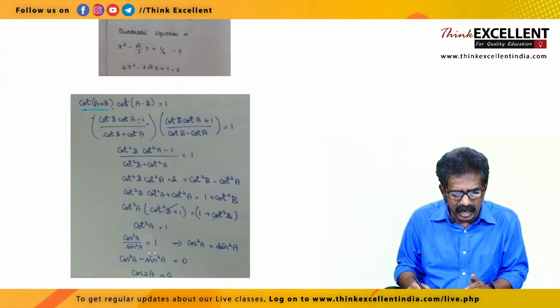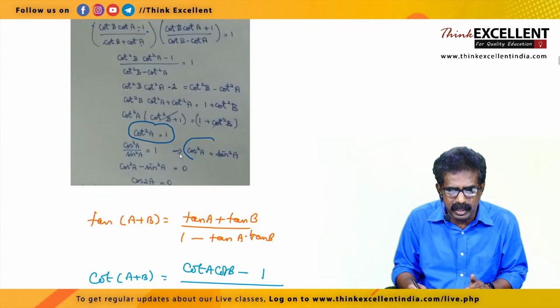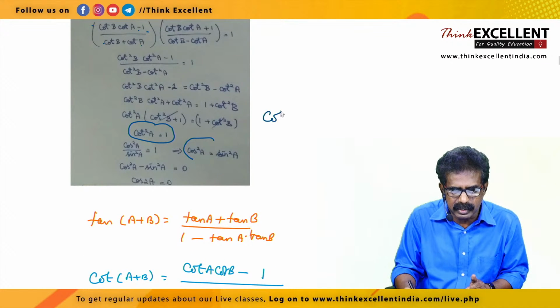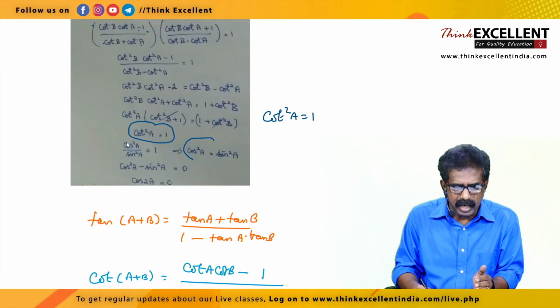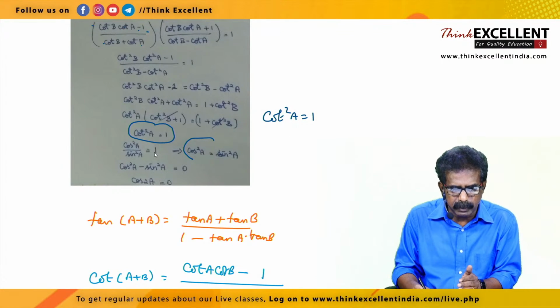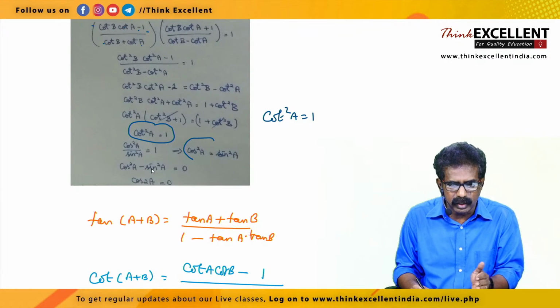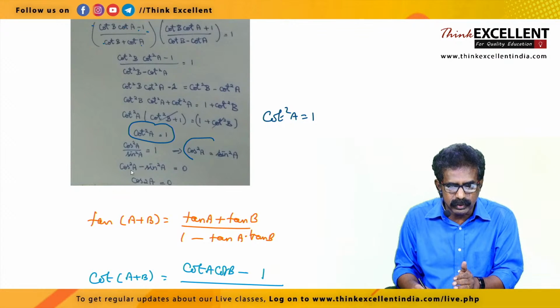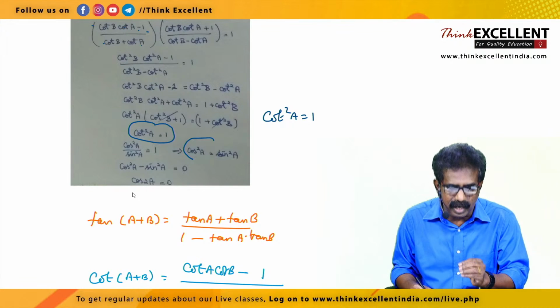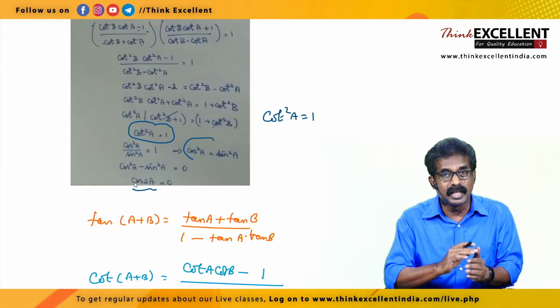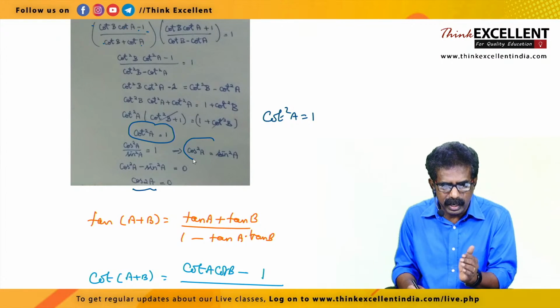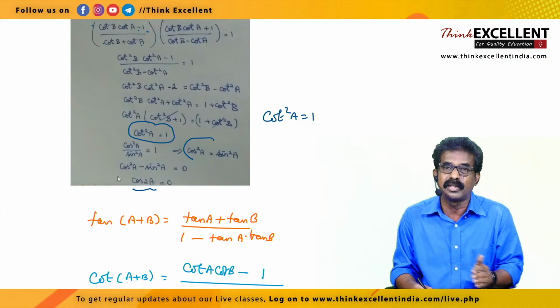Then finally the student arrived at cot square a equal to 1, please listen. We may not get that very easily. Cot square a is equal to 1. Cot square a can be written as cos square a by sin square a, then cross multiplied, cos square a equal to sin square a. Bring it to the left side: cos square a minus sin square a equal to 0. Cos square a minus sin square a is cos 2a. Maybe a very lengthy method, but I appreciate it because a lot of formulas were used, right?